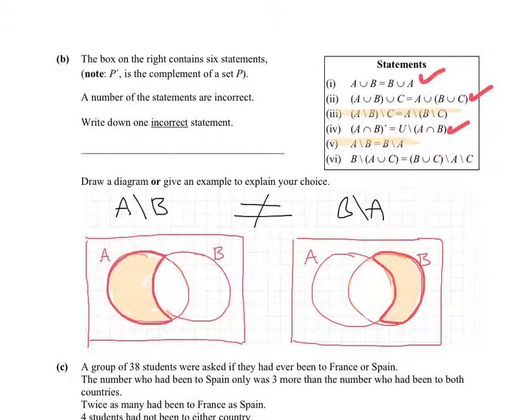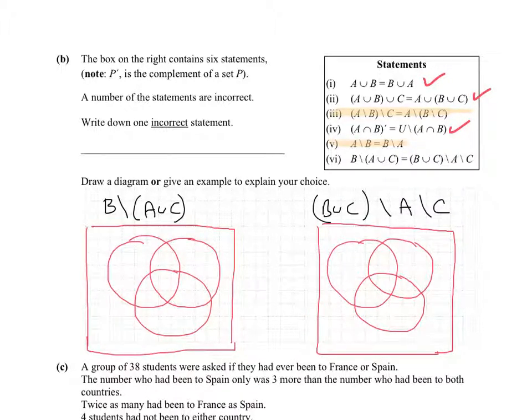And this statement is an example to show that the less operation does not have the commutative property. So I can't swap around A and B and have the same result. Which is a bit like subtraction. If I said 5 take away 2, which is 3, that's not the same as 2 take away 5, which is minus 3. So the less operation does not have the commutative property.